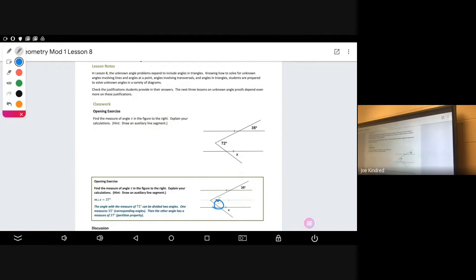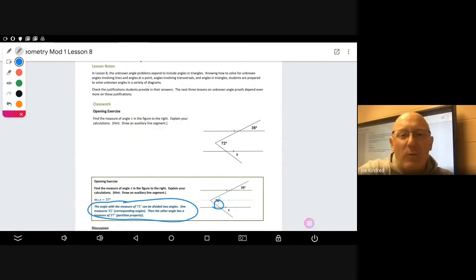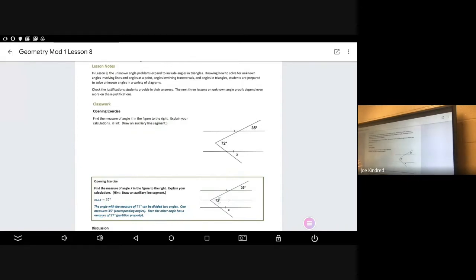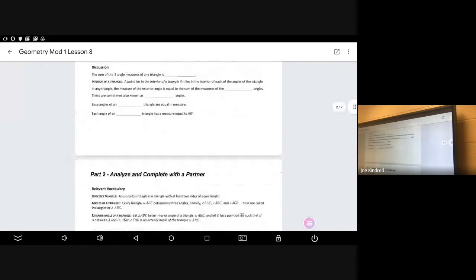So you can see the description. This is a good review from lesson 7. It's a good little review on auxiliary lines and how we use them. So I would advise you to read that over. It's in your packet, and it's a good start for this lesson. Review of auxiliary lines.